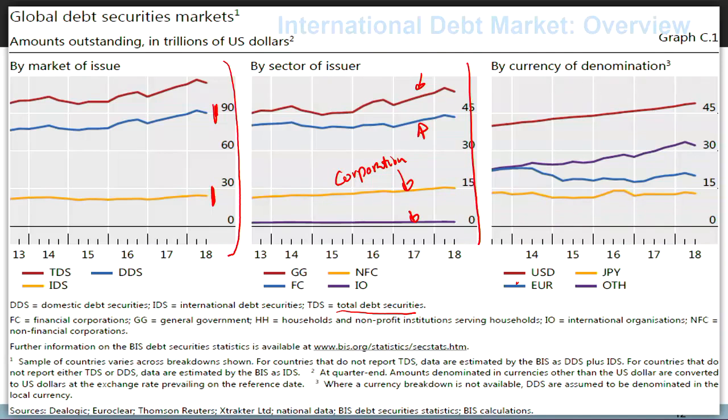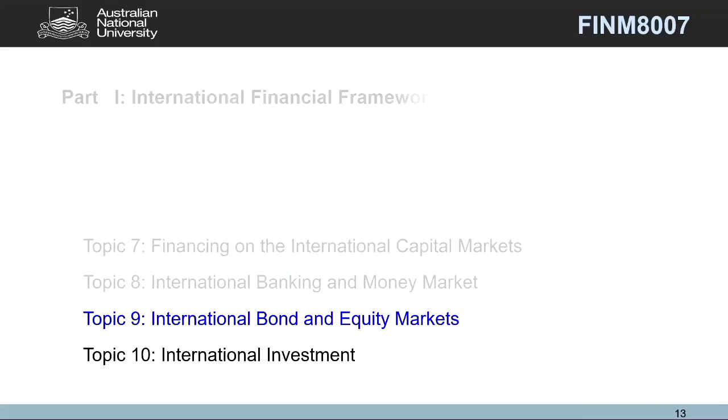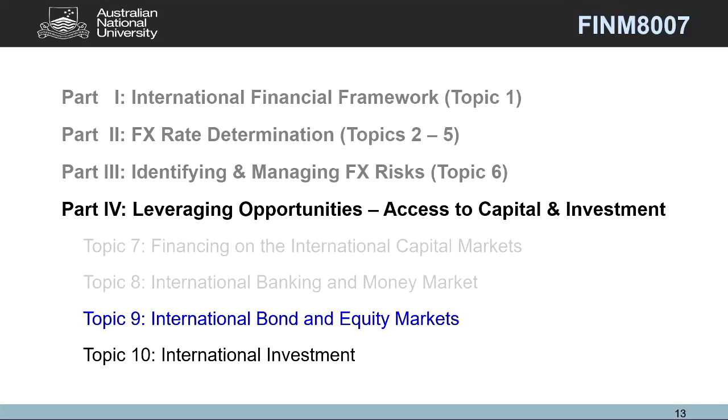And then in terms of the currency of denomination, the most popular debts are issued in US dollars, followed by, if we're looking at other denominations, euro and the Japanese yen. And the purple line here is a conglomeration of all the other currencies. So this market, the debt market, is very important. And we're going to be looking at the second component of the debt market in addition to the banking and money market today.